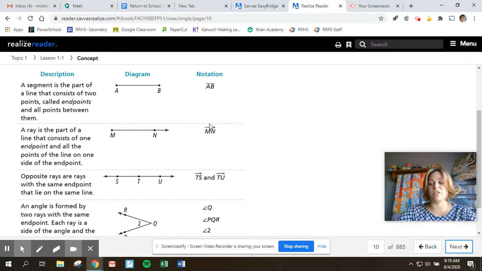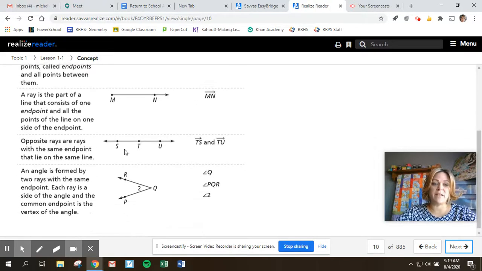And the arrow goes in the direction of N. Opposite rays look exactly like a line, so you cannot tell the difference. If you're ever told or asked about opposite rays, visualize a line. So opposite rays: endpoint T going towards S, or endpoint T going towards U. Both of those are how you name it.